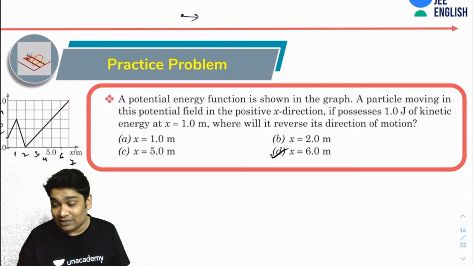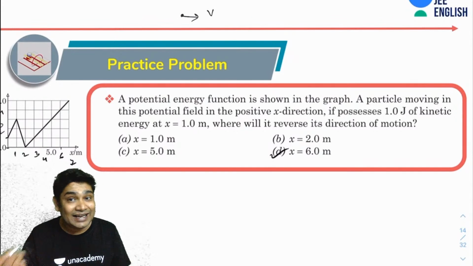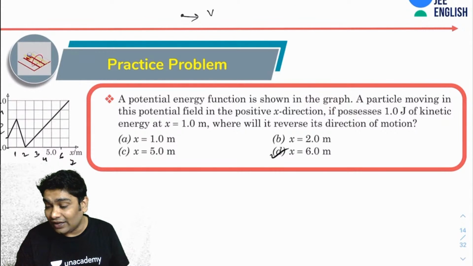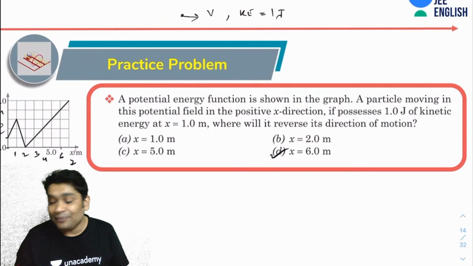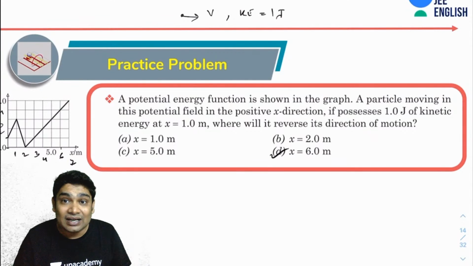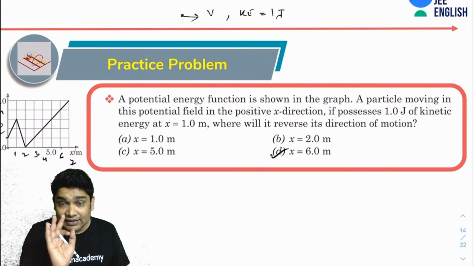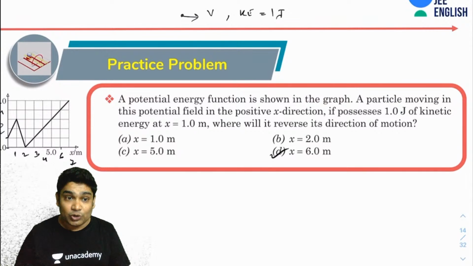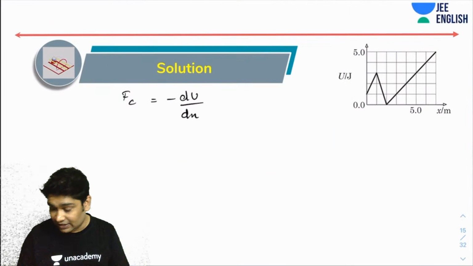Okay, because of which it has some kinetic energy also. So it has some V and it has some kinetic energy because of that. Now it possesses 1 joule of kinetic energy. So K you've been told is 1 joule. So it was moving in the positive x direction and at x equals 1 it has this energy. Now when will it reverse the direction of motion? Why would it reverse? First of all, let's think about this.